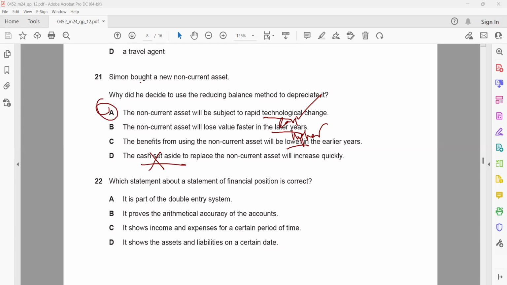Number 22, which statement about a statement of financial position is correct? Is it part of the double entry? No, this is just a statement. It proves the arithmetical accuracy of the accounts? This is not. It shows income and expenses? This is the income statement, it should be. It shows the assets and liabilities on a certain date. Then the answer should be D.